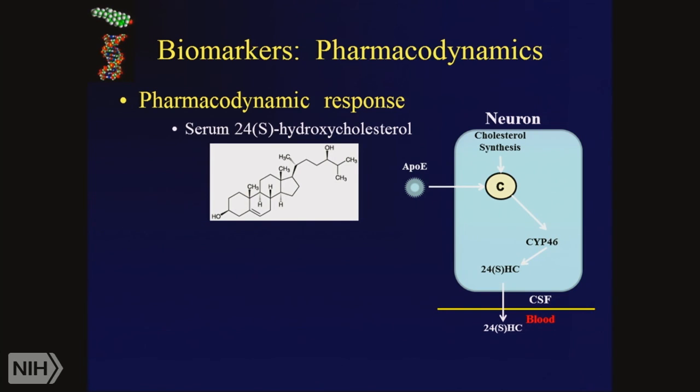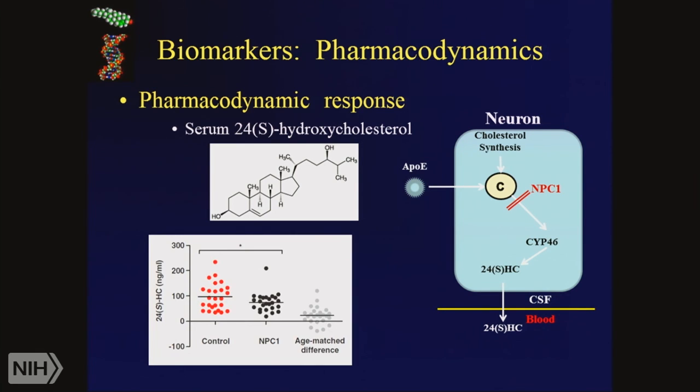It turns out that 24S-hydroxycholesterol is specific for neurons of the central nervous system. The rest of the cells in the body make another oxysterol known as 27-hydroxycholesterol. So 24S-hydroxycholesterol is a marker of neuronal cholesterol homeostasis. In NPC1, you have a block in the efflux of cholesterol out of the endolysosomal system, so the bioavailability to the rest of the cell goes down. And what we were able to show in NPC1 kids, when you age match them to controls, is decreased serum levels of 24-hydroxycholesterol.